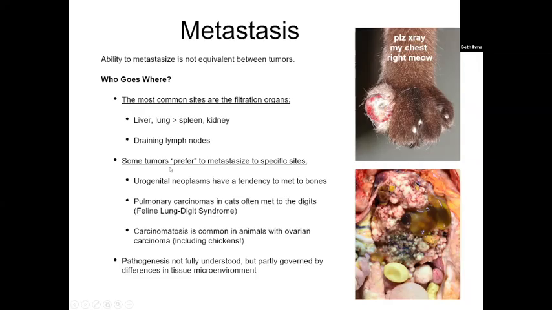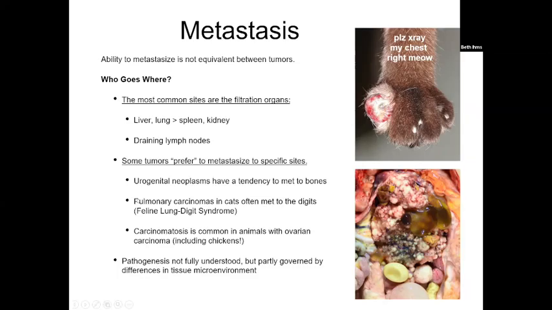Some tumors have a preference. Some tumors really like certain microenvironments. They're able to be successful in certain areas. Again, factors that govern metastasis, like who goes where, are poorly understood. We think it has a lot to do with microenvironment. So for whatever reason, urogenital neoplasms, things like transitional cell carcinoma, prostatic carcinoma, they really like to go to the bones, which is kind of weird. Not a lot of tumors go to the bones. But for whatever reason, the microenvironment in the bone is favorable to a lot of urogenital neoplasms.